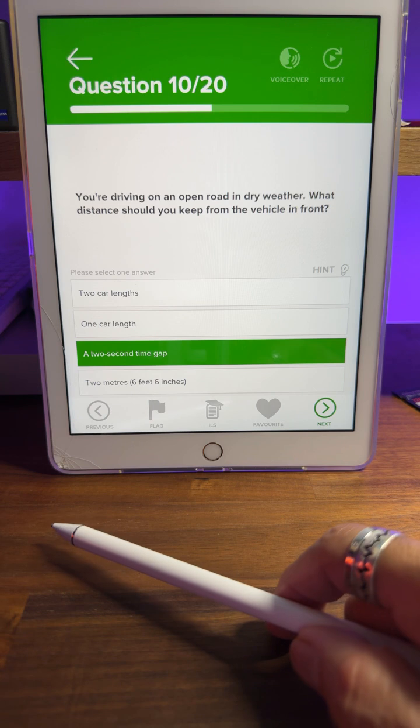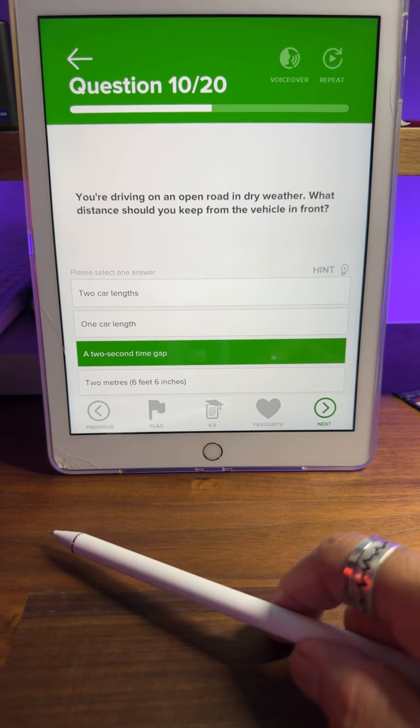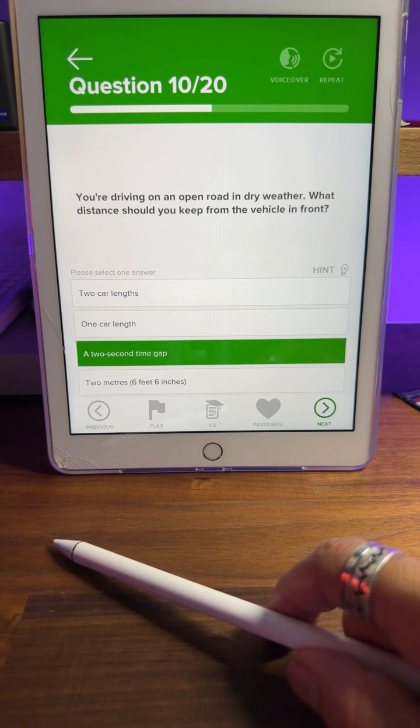So a lot of instructors will teach you a 2-second time gap. Yeah, 2-second time gap. Hamza has just said 1 car length. Ooh, Hamza, no, definitely not. Yeah, definitely not. Martin Brown just said only fool breaks a 2-second rule. I have not heard that for a while.